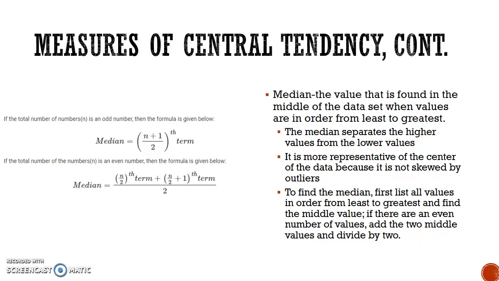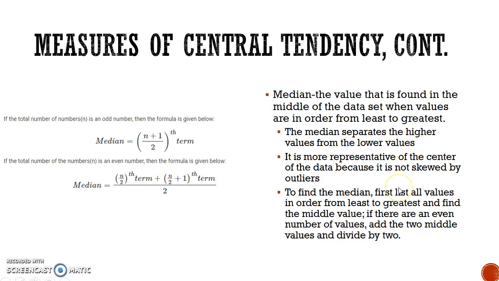Next, we'll talk about median. There are some formulas you can use here to calculate the median. But median is just the value found directly in the middle of the data set when you put the values in order from least to greatest. So it's exactly what it sounds like. It's the middle of the data. The median separates the higher values from the lower values. So it kind of draws a line down the middle, with your low values to one side and your high values to the other.